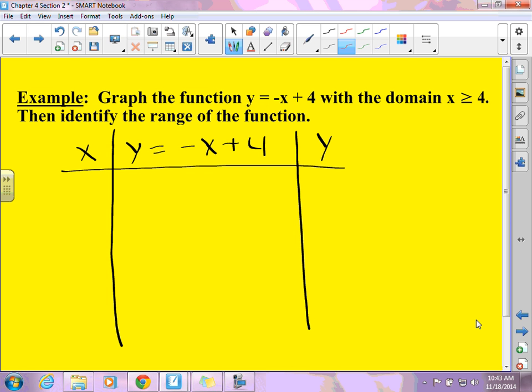It's going to be 4. And why do you say that? Very good. Yeah, it's right next to the X, and they said that's my domain. That's my starting point. So I'm going to plug in 4, and I'm going to plug in my number. And you can put parentheses around it if you want to. You don't have to.